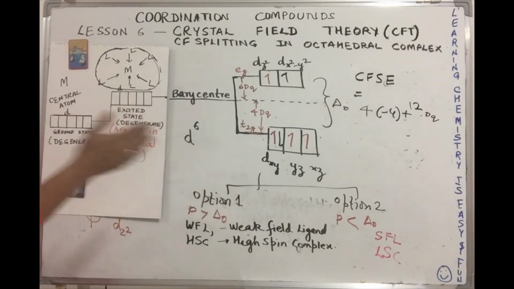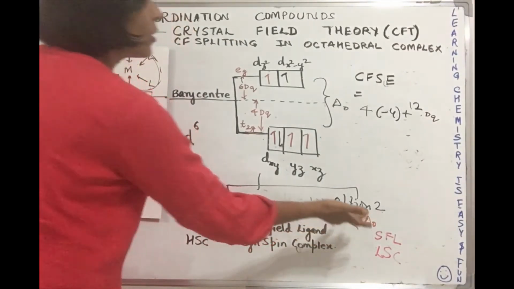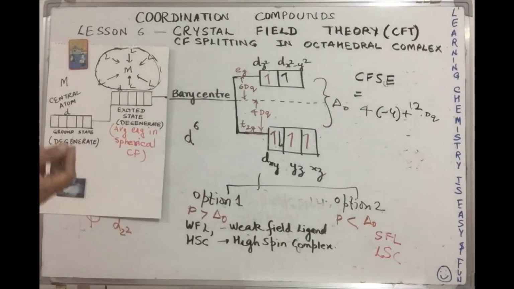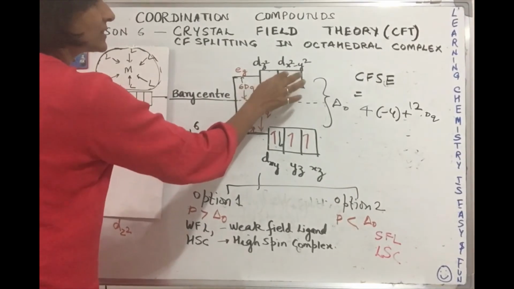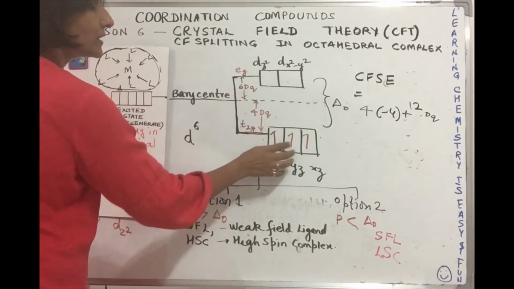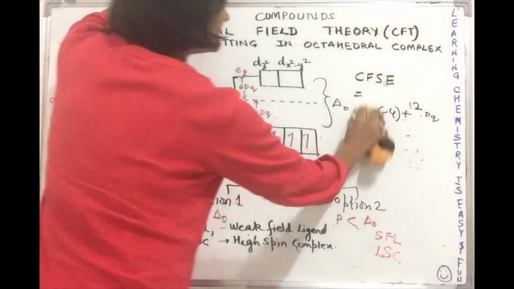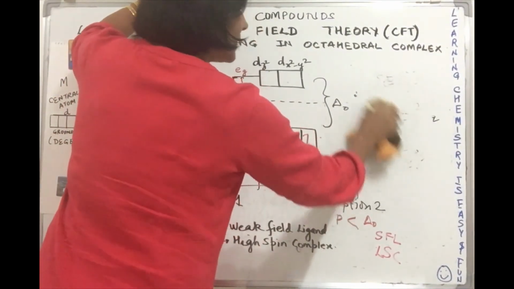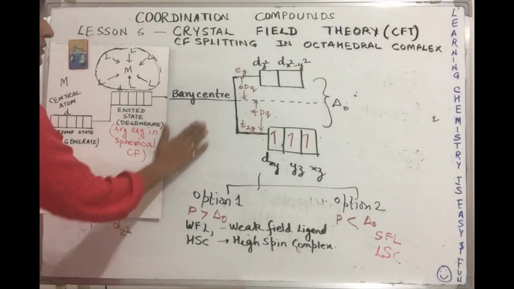Let's look at option 2. What if the pairing energy is small? That means there is very little energy required to pair. So let's look at those options as well. Now 1, 2, 3 electrons entered. That's it. Okay. That remains the same. What about the fourth electron that now wants to enter?